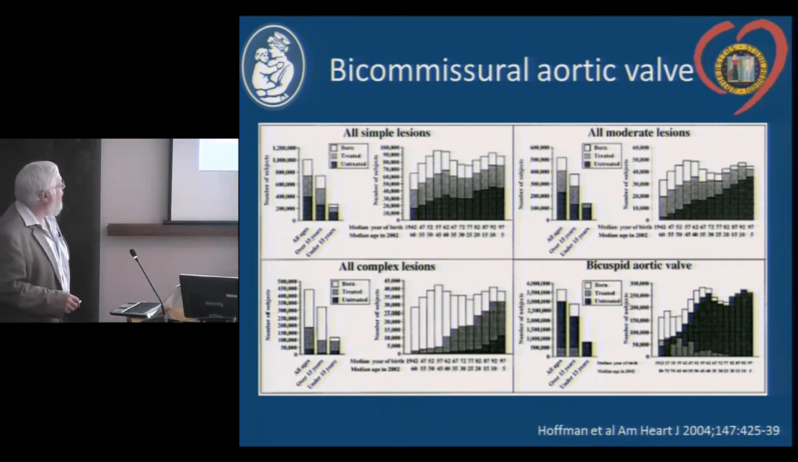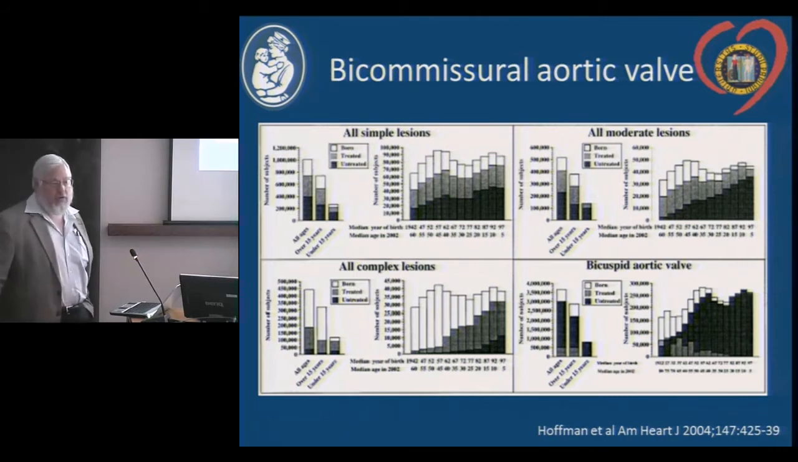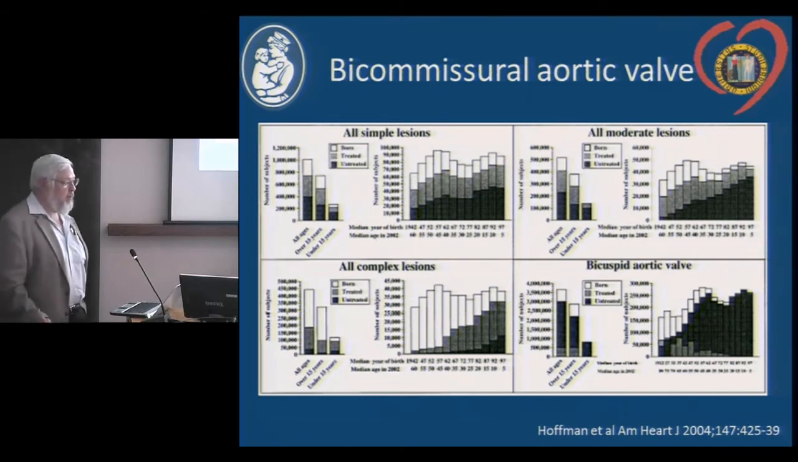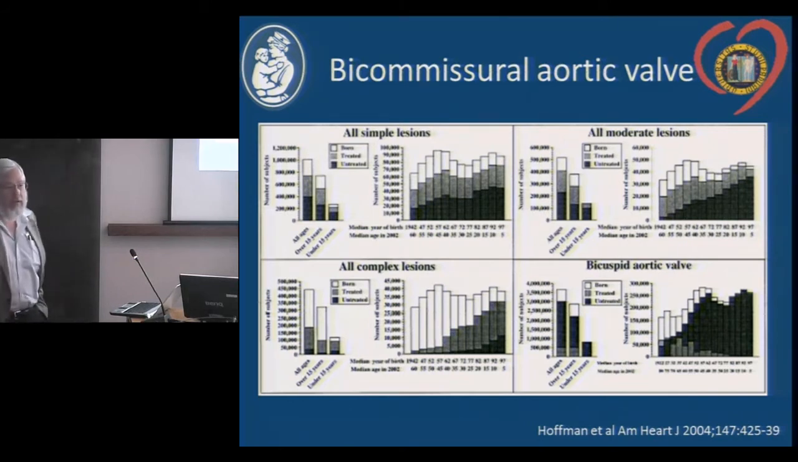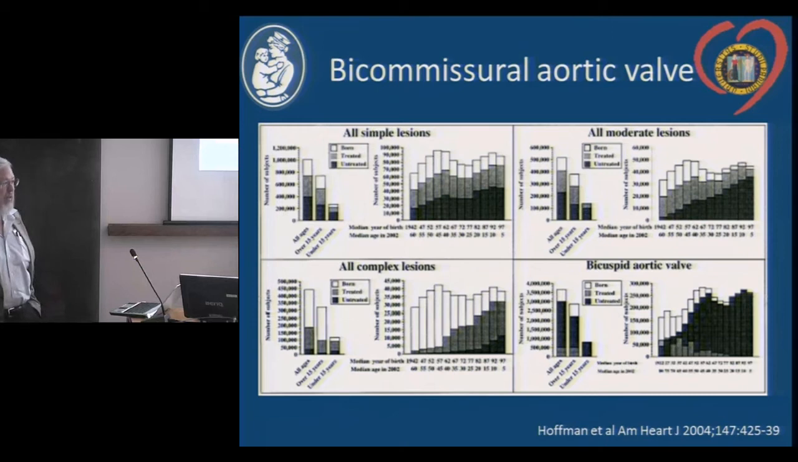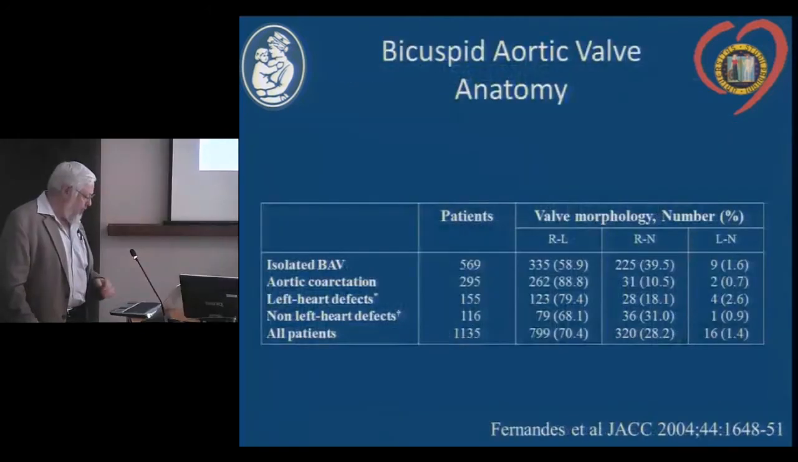But if you look here at bicommissural aortic valve, it's 3.6 million. So this is substantially more prevalent than all other congenital heart defects put together. So bicommissural aortic valve is a very important disorder numerically in the world, and accounts for probably more morbidity and mortality than all congenital heart defects put together. So just to point out the importance of this.